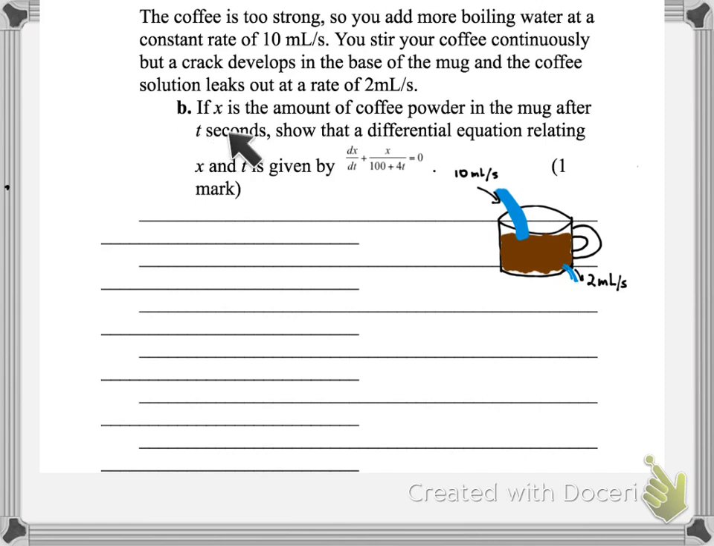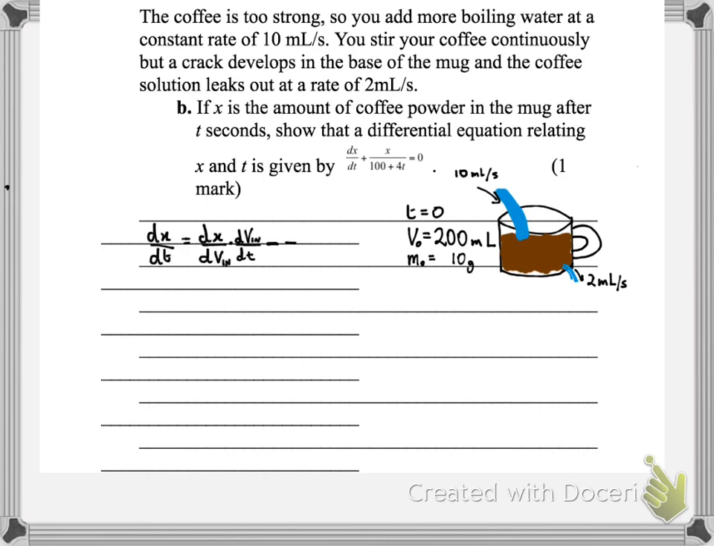Alright, part B says, if x is the amount of coffee powder in the mug after t seconds, show that the differential equation related to x and t is given by this equation. Nice one. Okay, let's have a go. So first off, from part A, we had remembered that the water in the cup initially was 200 mils, and we added 10 grams of the mass of our coffee powder. Okay, so we're going to draw on that as the initial condition of our differential equation.